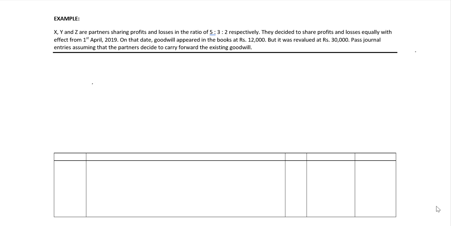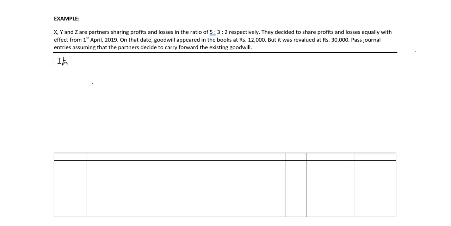Example: X, Y and Z are partners sharing profits and losses in the ratio of 5:3:2 respectively. They decided to share profits and losses equally with effect from 1st April 2019. On that date, the goodwill appeared in the books at rupees 12,000, but it was revalued at rupees 30,000. We are asked to pass journal entries assuming that the partners decide to carry forward the existing goodwill.